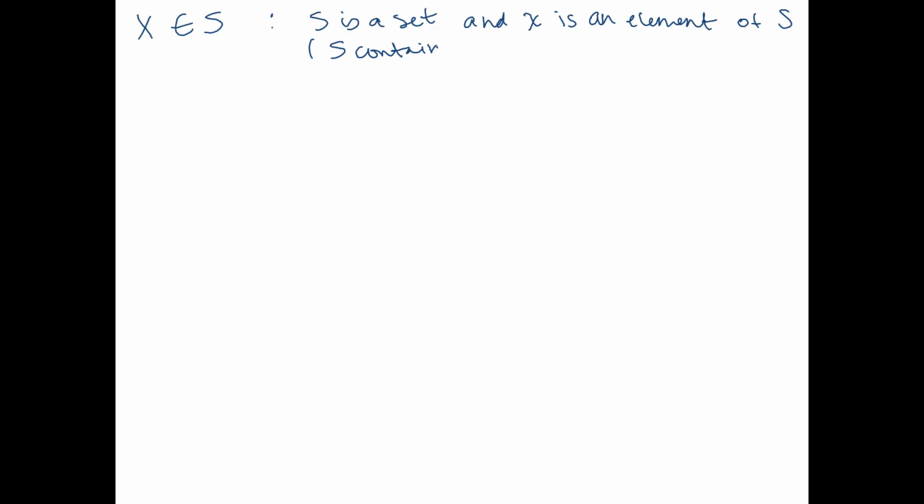We want to look at the difference between an element and a subset. Okay, so if X is an element of S, what does this actually mean? It means that S is a set and X is an element of S. Or we could also say S contains X.